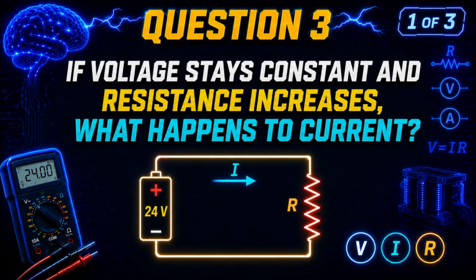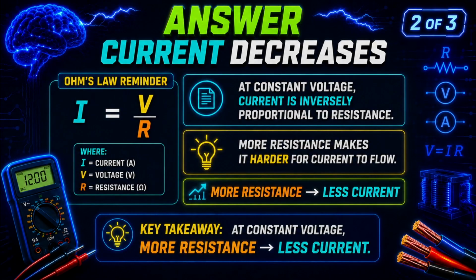If the voltage stays constant and the resistance increases, what happens to the current? Think about the relationship between V, I, and R. The answer is current decreases. From Ohm's law, I equals V divided by R. So when voltage stays constant, increasing resistance makes it harder for current to flow. That means more resistance, less current.